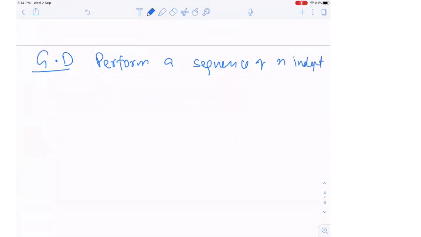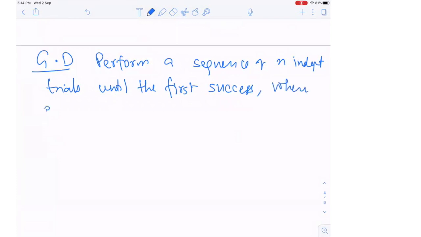So what happens in a geometric distribution? In a geometric distribution, we perform a sequence of independent trials until the first success, where each trial succeeds with probability p.